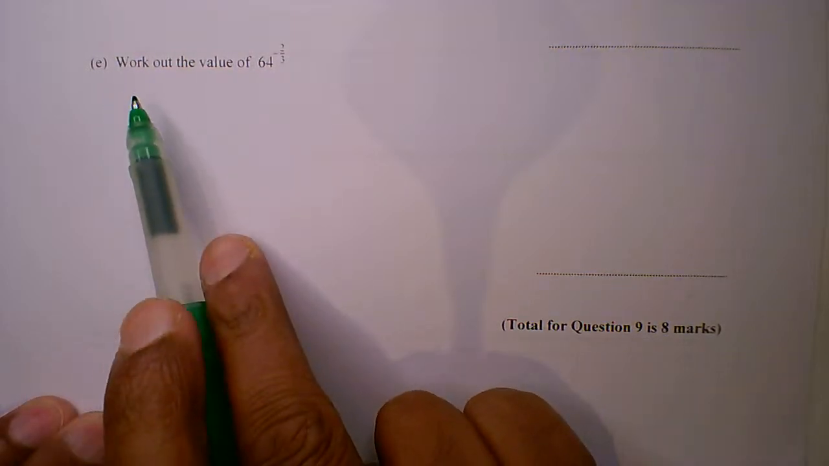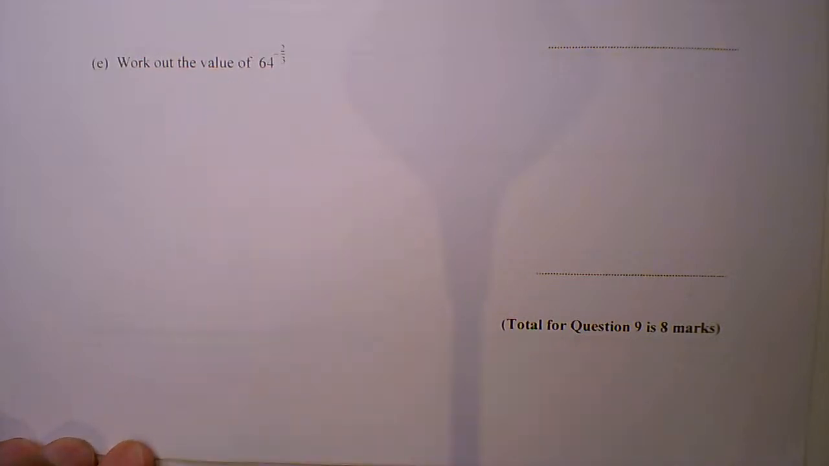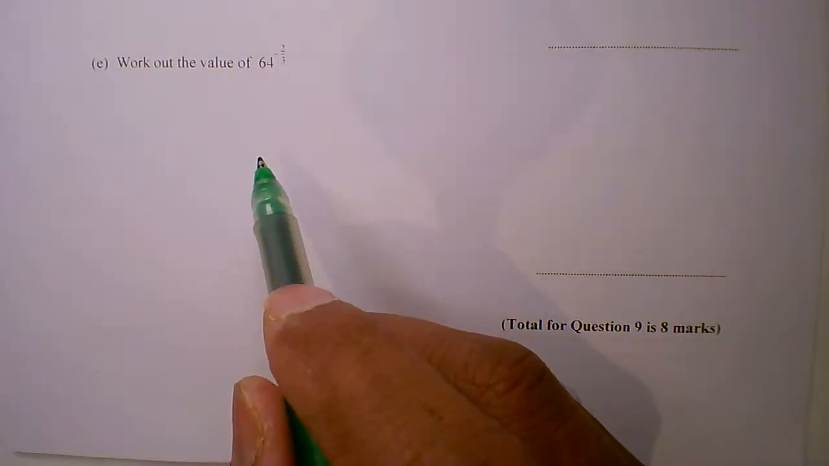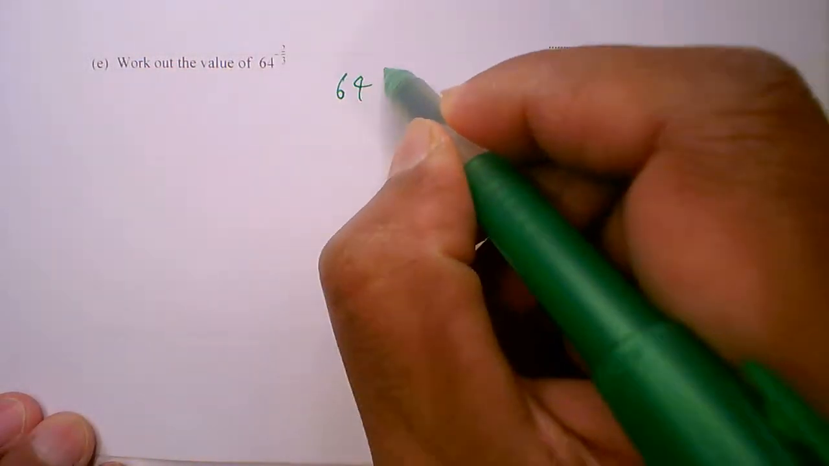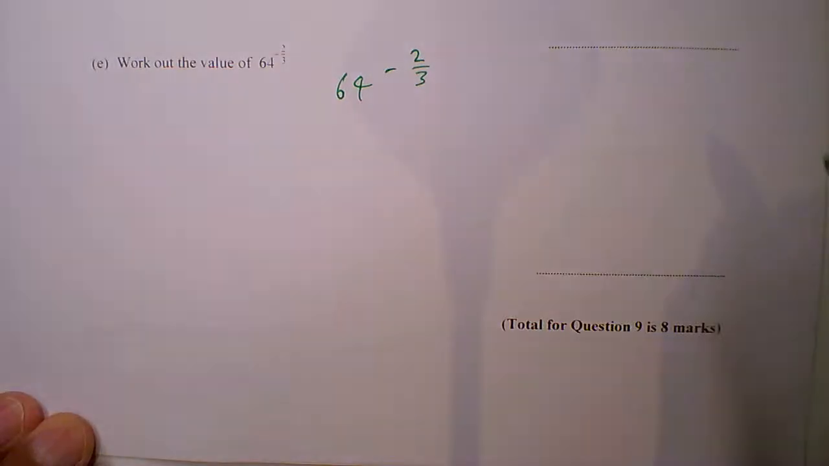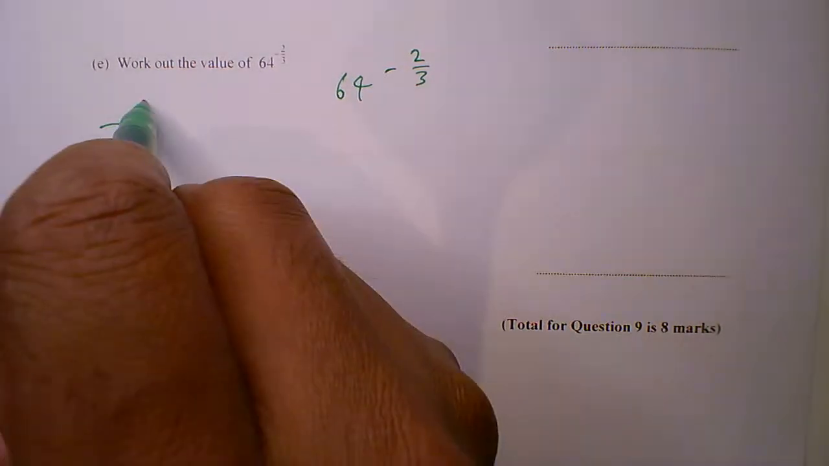Okay, so last question. Question 9E, it's a higher paper. So those who are joining us now, it's a higher paper. So what are the steps for this? This is 64 to the power minus 2/3. So there's a few things going on, so I'm going to separate this out.